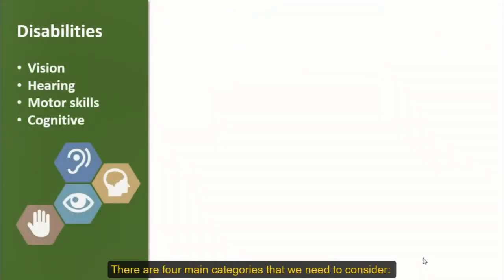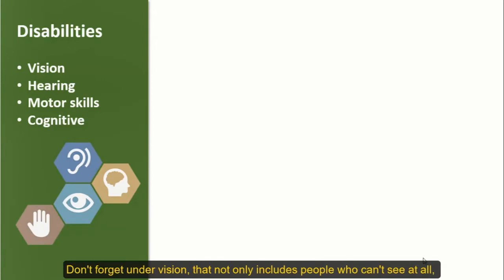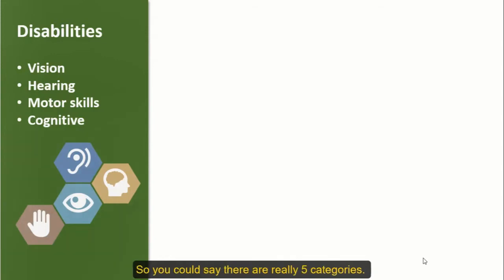So let's think about those disabilities. There are 4 main categories that we need to consider: vision, hearing, motor skills, and cognitive. Don't forget, under vision, that not only includes people who can't see at all, but others who have impaired vision. Both have different needs, so you could say there are really 5 categories.